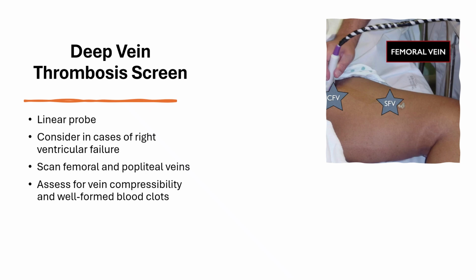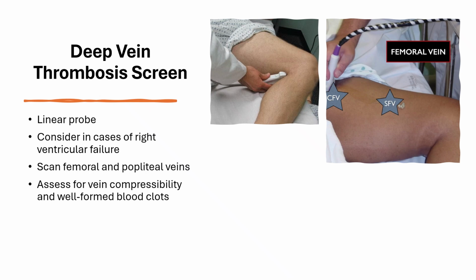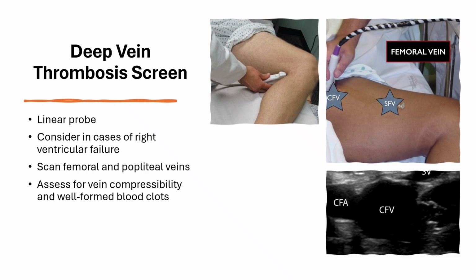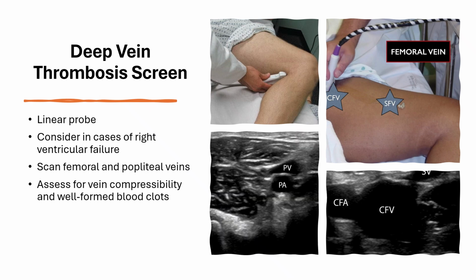Here's how you typically position the probe to find the common femoral vein. This is how you typically position the probe in the popliteal fossa for the popliteal vein, very similar to how we do the popliteal approach to the sciatic nerve block. This is how the common femoral vein looks, the so-called Mickey Mouse sign. On the left, you see the common femoral artery, and on the top right, you see the saphenous vein merging with the common femoral vein. And here in the popliteal fossa, you see how the popliteal vein and popliteal artery typically appear.